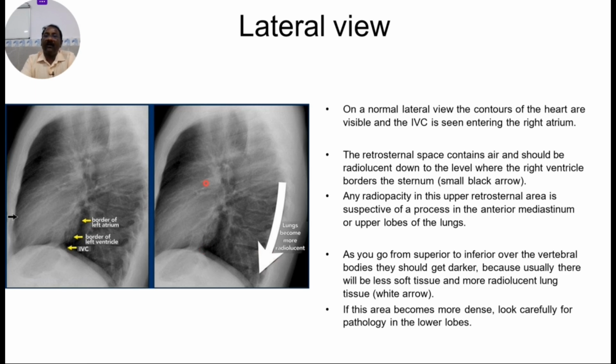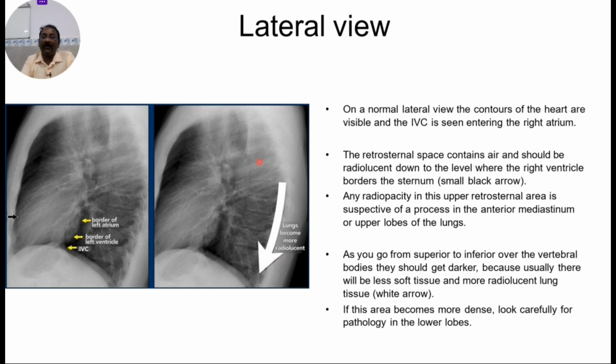On a normal lateral view, the contours of the heart are visible and the IVC is seen entering the right atrium. The retrosternal space contains air and should be radiolucent down to the level where the right ventricle borders the sternum. So these are the radiolucent areas. Any radio-opacity in the upper retrosternal area is suspected of a process in the anterior mediastinum or upper lobes of the lungs. Any pathology here is an upper lobe pathology.